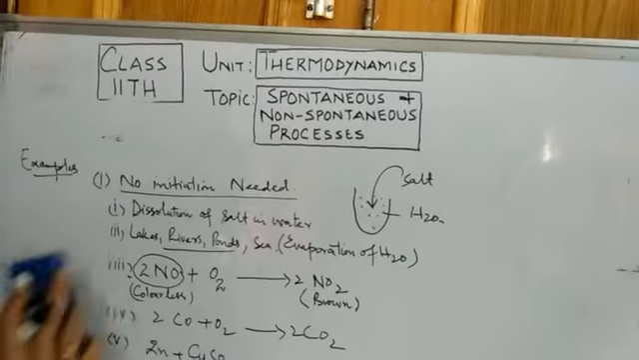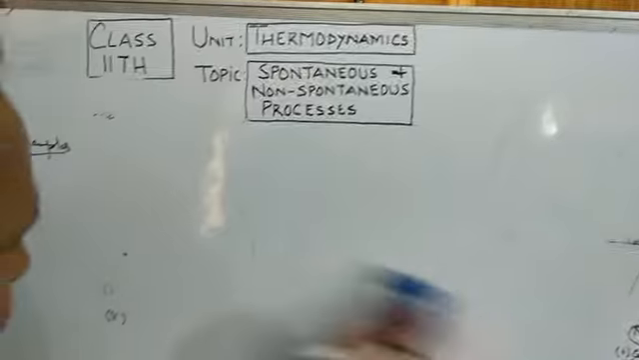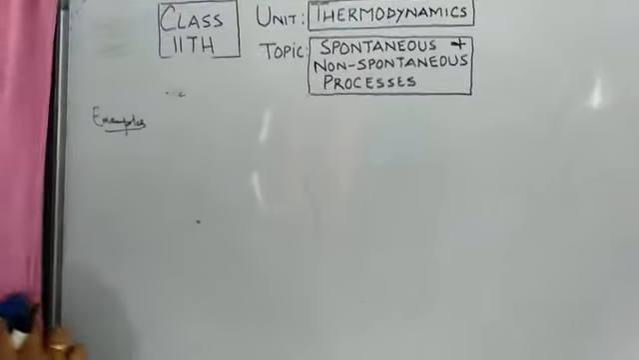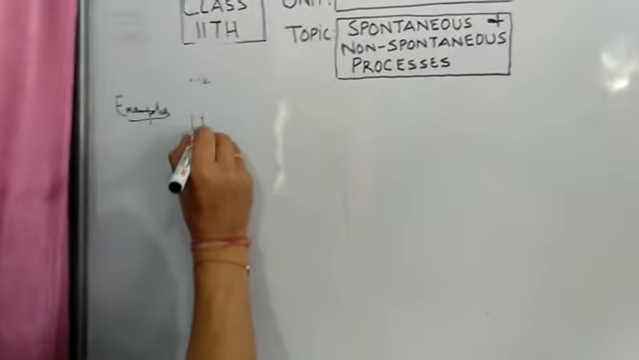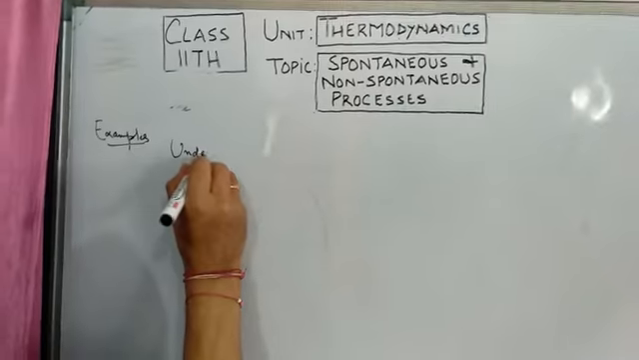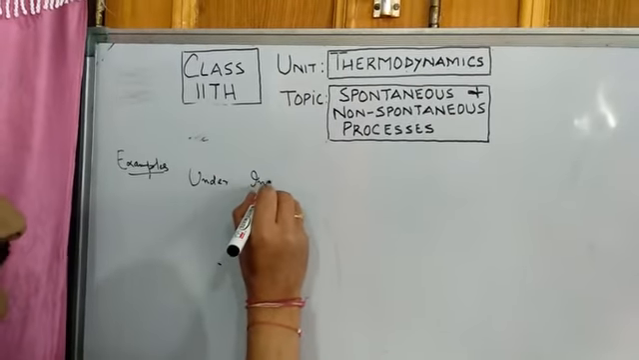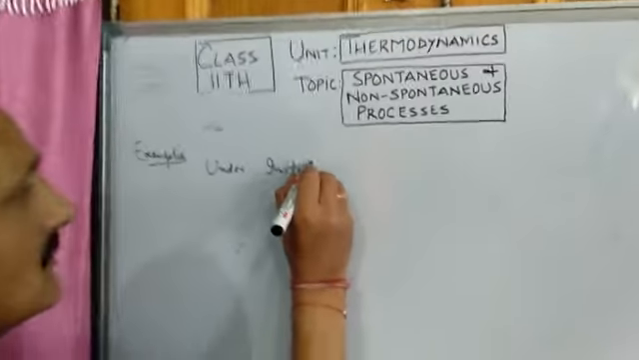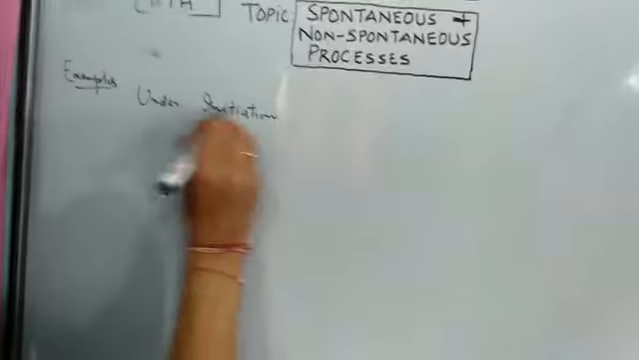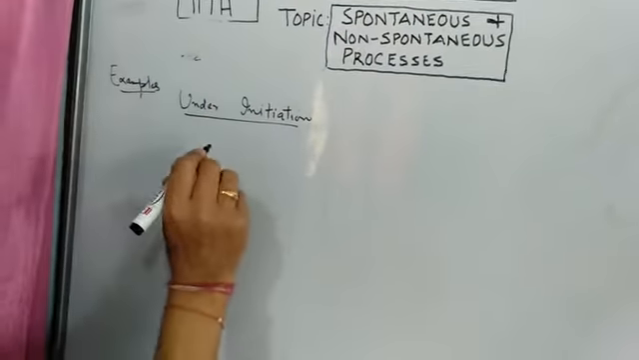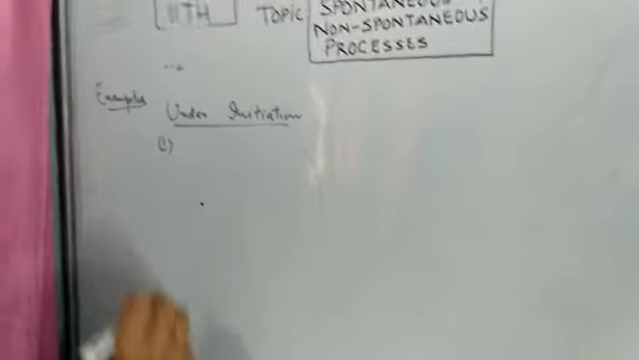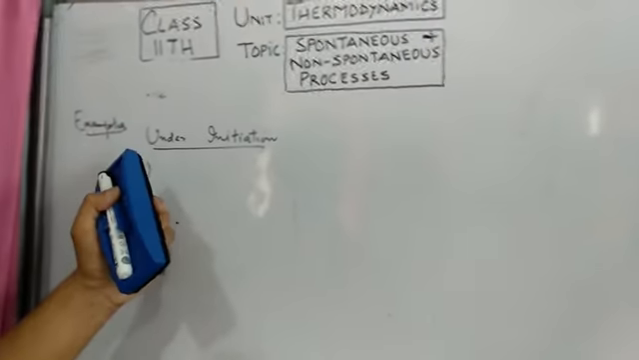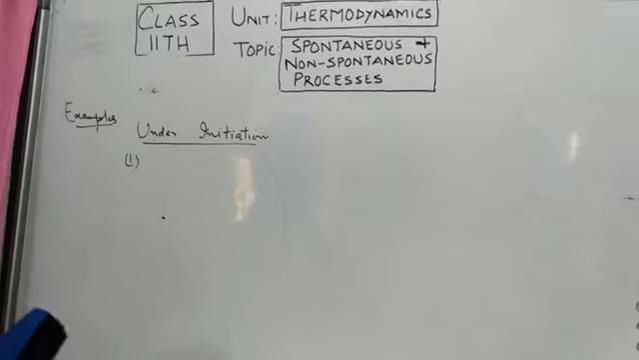Now we will again give some examples of spontaneous processes, but this time we will take into consideration those spontaneous processes where we will have to provide initiation. Under initiation, there are some spontaneous processes where we will have to provide some initiation so that the reaction takes place.